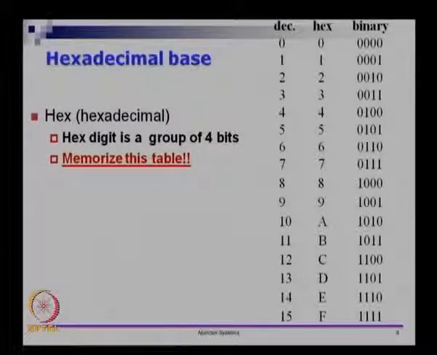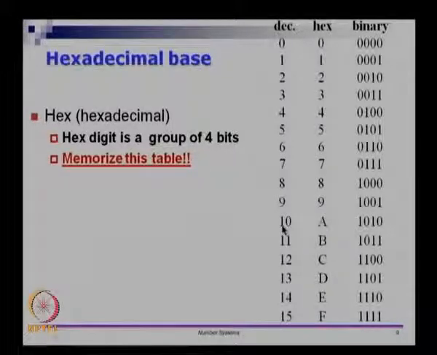So remember and memorize this table. A hexadecimal digit is a group of 4 bits. So for decimal 0 to 9, you will see that the binary representation is as we expected. So 1010 is decimal 10, but we will represent that with one hexadecimal digit called A, and 1011 will require 2 digits in decimal, but it actually uses only one hexadecimal digit. So these are hexadecimal digits, these are all single digit numbers.